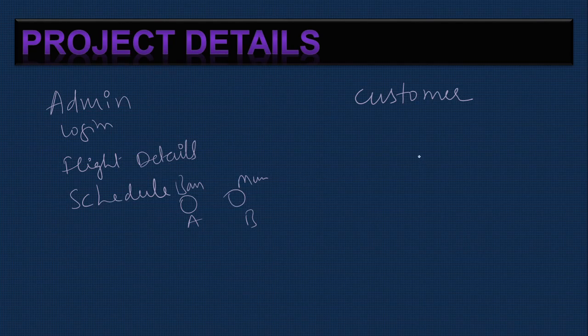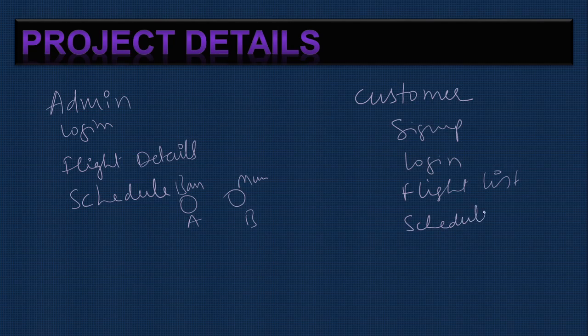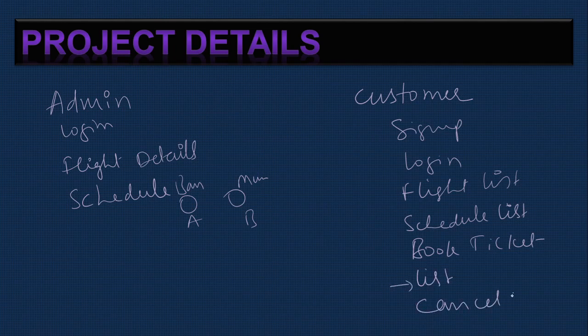Once the schedule is ready, the customer can sign up here. They can log in and view the flights. This is the flight list and the schedule list. Based on that, they can book the ticket. After that, they can see the list of whatever is booked. In case required, they can cancel the ticket.